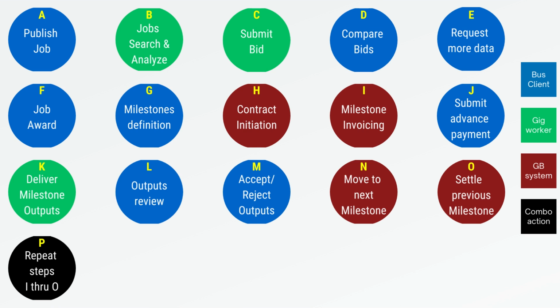The following actions would be cyclically repeated in this step. Milestone invoice raising by the platform. Advance payment of the milestone invoice by the client. Delivery of milestone components by the freelancer. Review and acceptance or rejection of components by the client. Move to the next milestone, and settlement of completed milestone payments.